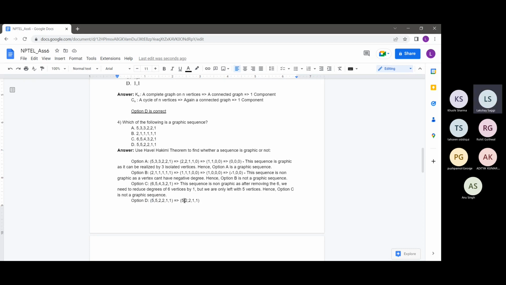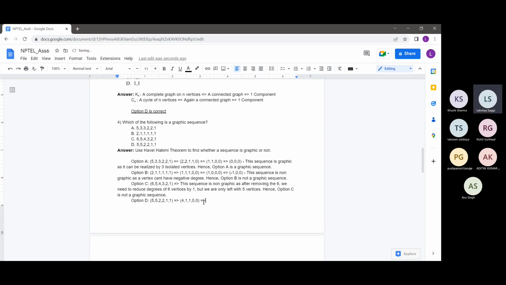we'll need to reduce the values of 5 entries by 1. So we'll reduce the value of these 5 entries by 1. So this 5 becomes 4, this 2 becomes 1, this 2 becomes 1, this 1 becomes 0, this 1 becomes 0. Again, we'll check that the sequence which we have obtained is in non-increasing order. So here we see that it is in non-increasing order since it is 4, 1, 1, 0, 0.